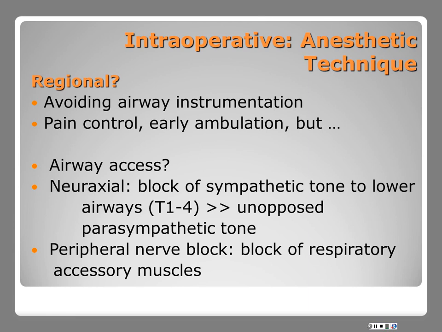Neuraxial blocks do block sympathetic tone to the lower airways if they go a little bit high. So at T1 to T2, unopposed parasympathetic tone can be a problem. Peripheral nerve blocks can also block the respiratory accessory muscles that these patients depend on. Something to be aware of if you use a regional technique.